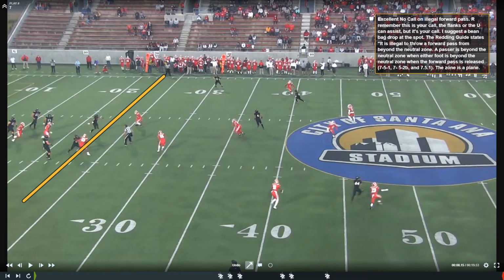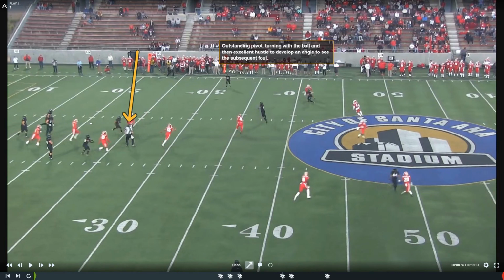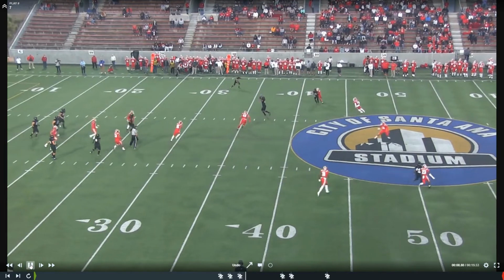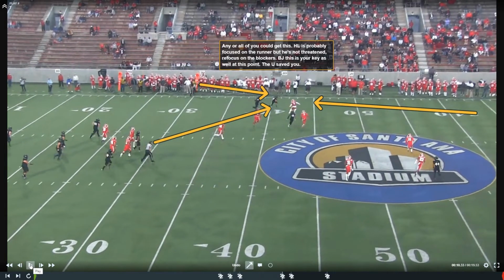The book says he can't throw it with any part of his body beyond, but we're not that good. So let's make sure that the throw is illegal. Otherwise, just let it go. Now, the next thing that happens is my umpire does exactly what I've been asking you guys to do, and that's pivot. Now, this is a throw. I don't know if all umpires would pivot on this or not, but he pivots. He reads what's happening, the catch. He hustles. Look at this.